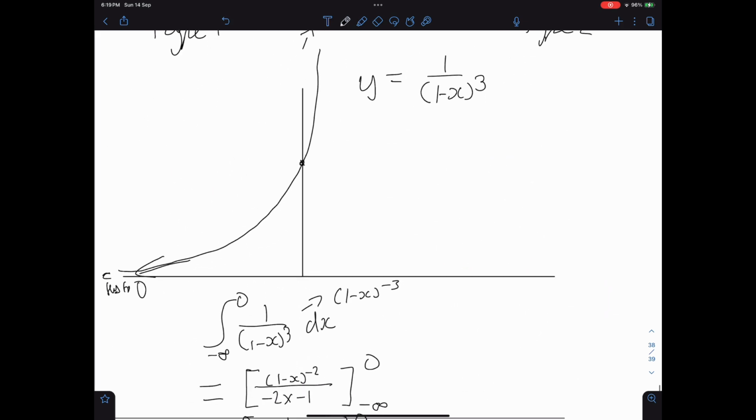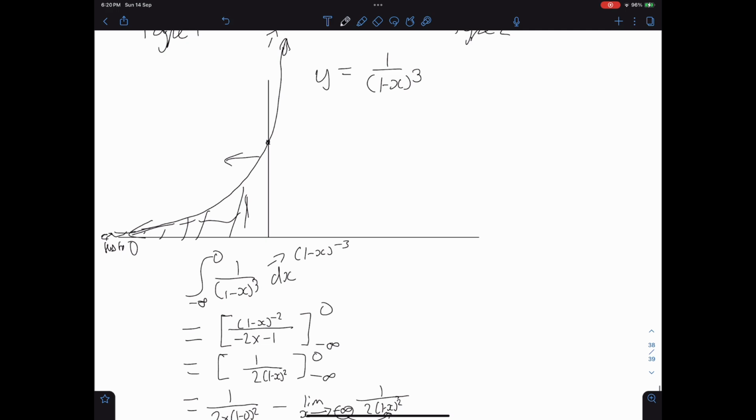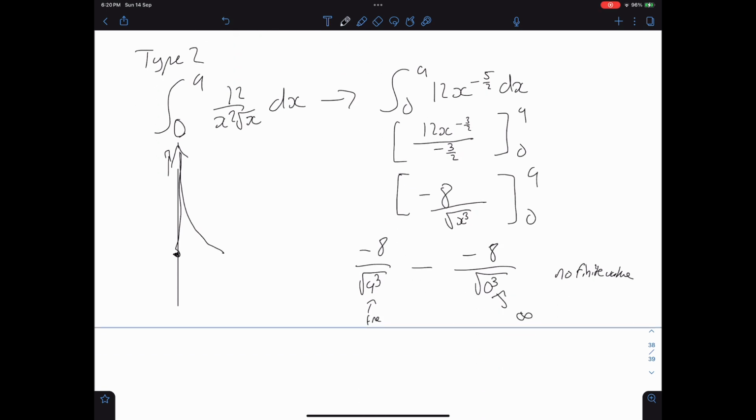Whereas in this one here, as we keep going this way, every single thing has a finite value. Up here is infinity, but everything along here has got a finite value. So that's type 1, where the integral has a finite value because every point in the integral that we're considering has a well-defined value. But here in type 2, there's no finite value because one of the points contained in our integral does not have a well-defined value.